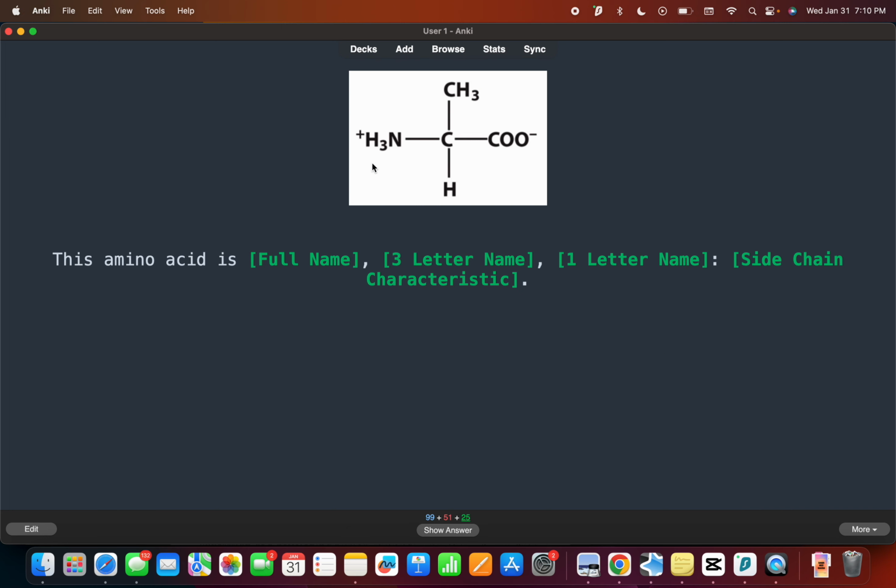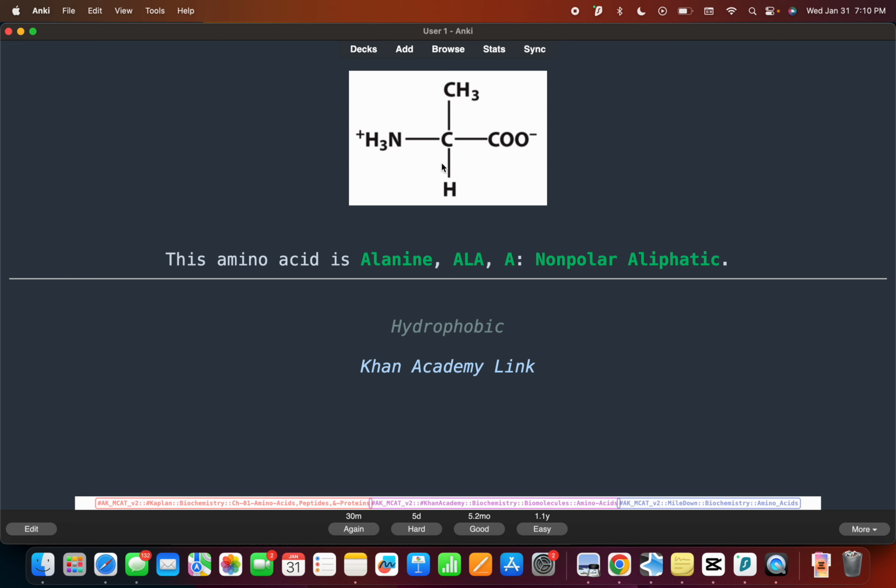This amino acid is glycine, GLY, G. Oh, sorry, I should have noticed here. Yeah, this is alanine, ALA, nonpolar aliphatic.